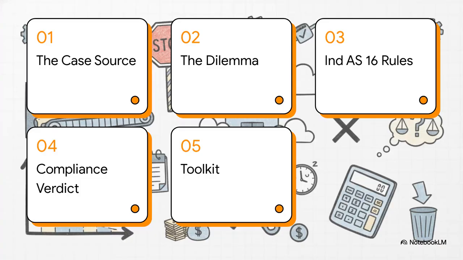Here is our quick roadmap for today. We are going to hit: 1. The case source, 2. The depreciation dilemma, 3. Decoding Ind AS 16 rules, 4. The compliance verdict, and 5. Your GAAP Advisors Toolkit. Let's dive in.